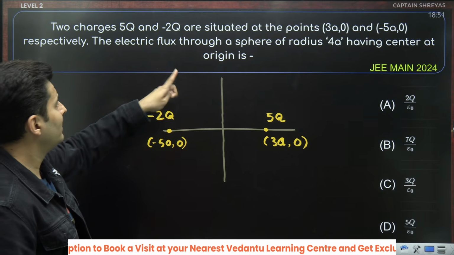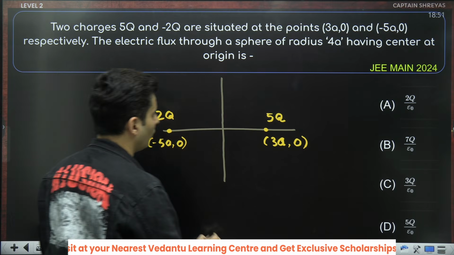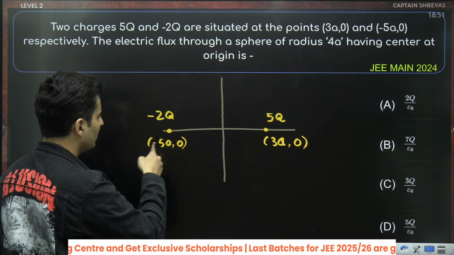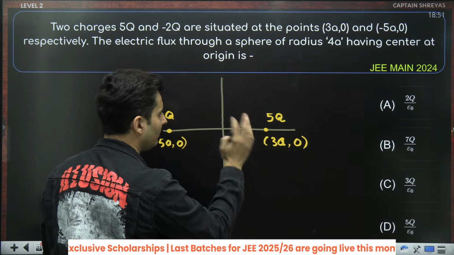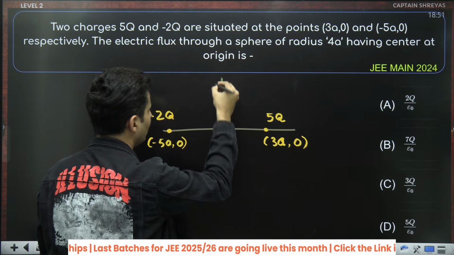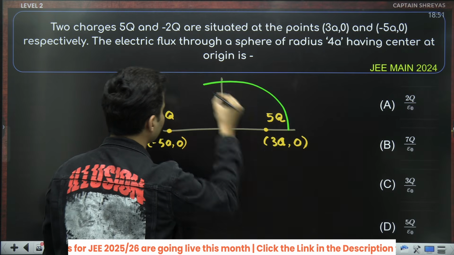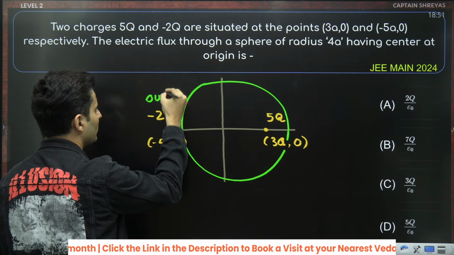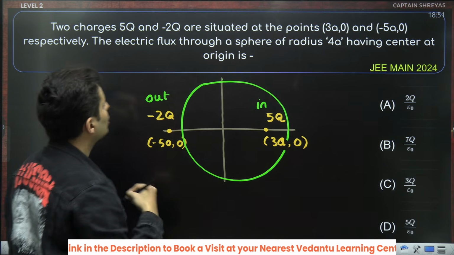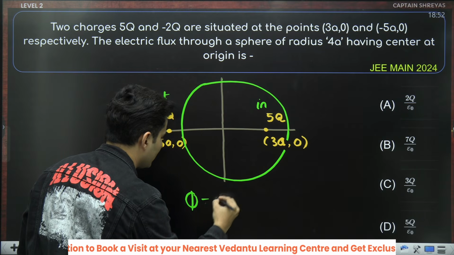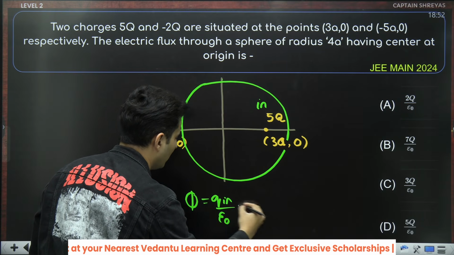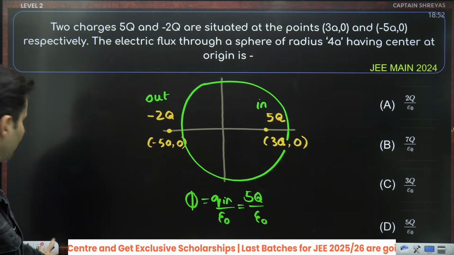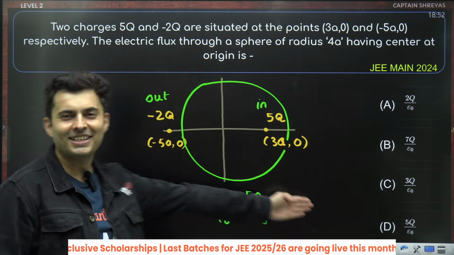Through a sphere of radius 4a, center at the origin. See, if you draw a sphere of radius 4a, it will not pass here. This point will be inside of it. So if you draw a sphere, 100%, this point will be a part of it. Inside the sphere, this won't be. So this will be outside, whereas this would be inside. So the electric flux is always the inside charge by epsilon. The inside charge is 5q and epsilon is epsilon. So 5q by epsilon, which is D for IT Delhi. Yes, that is the correct answer.